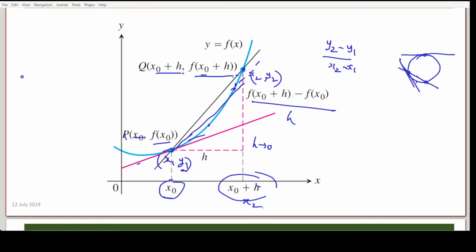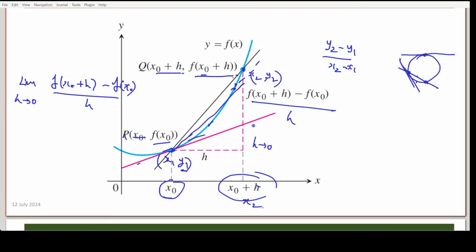So, essentially, what we are saying is that the limit as h tends to 0 of f of x0 plus h minus f of x0, divided by h, will give you the slope of this pink line. Agreed? And the slope of the pink line is actually the slope of the curve at that particular point. It is not the slope of the black line. Rather, what is the slope of the curve? It is actually the slope of the tangent at any point.